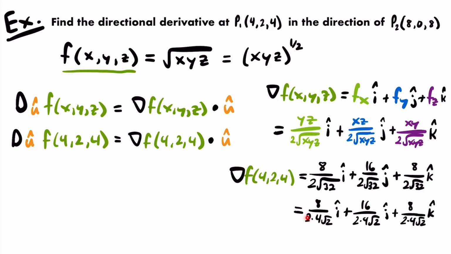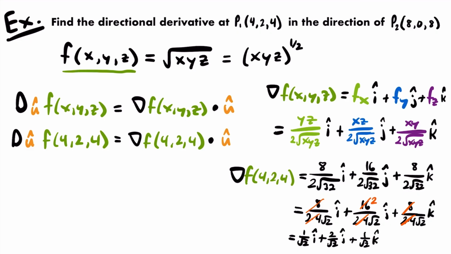2 times 4 is 8, so you have 8 divided by 8, which is just 1. So these will cancel out. And then 16 divided by 2 times 4 is 16 divided by 8, which is 2. So this is gone, and this will just become 2. And then 2 times 4 is 8. 8 divided by 8 is 1, so those cancel each other out as well. So what we get for this gradient vector is 1 divided by the square root of 2 times i, plus 2 divided by the square root of 2 times j, plus 1 divided by the square root of 2 times k.